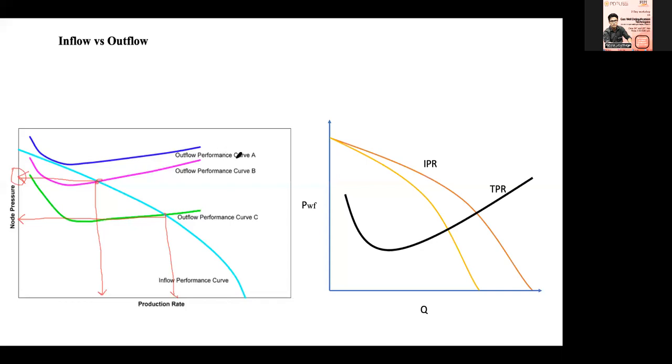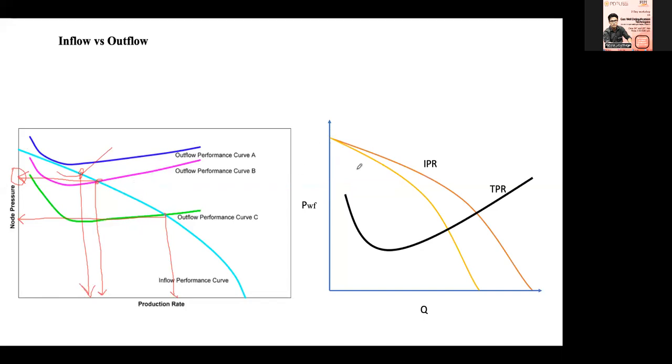But in the curve A, outflow performance curve A, you notice that your inflow performance curve is not intersecting with your outflow performance curve. Because of this, you are not going to get any production. Why? Because there is no continuity in your system. Only when there is an intersection are you going to have continuity, and only then will you be producing some gas or liquid.